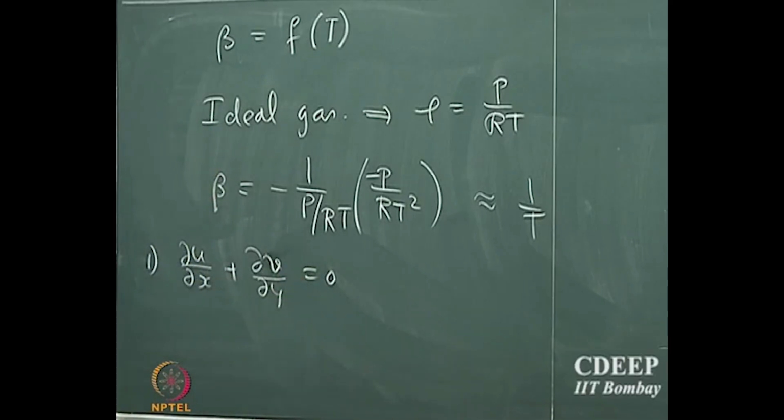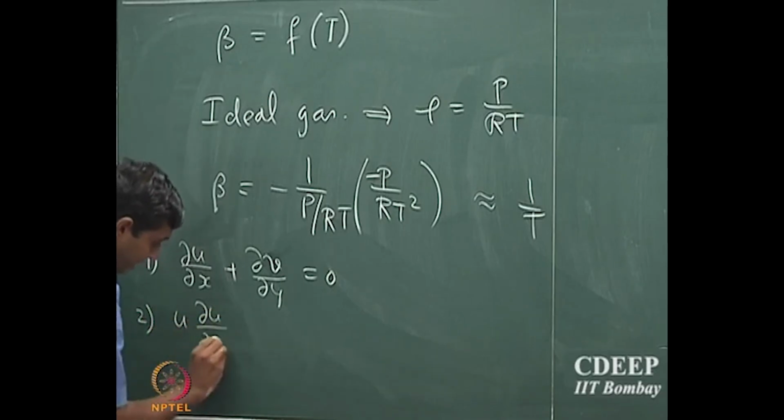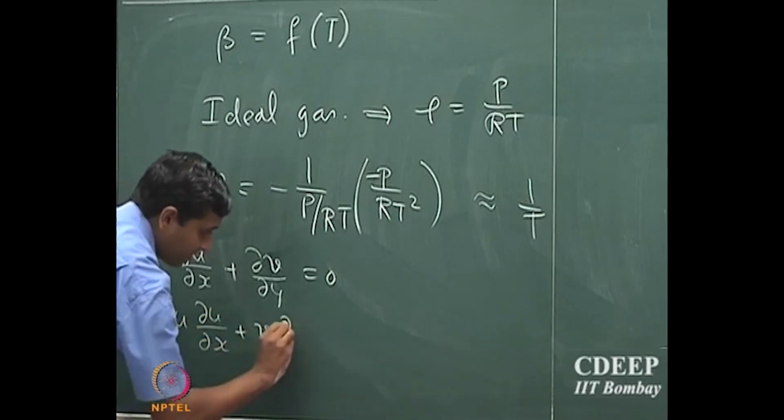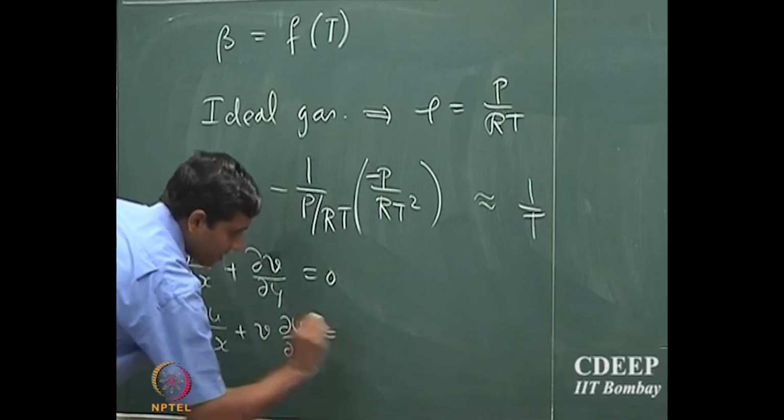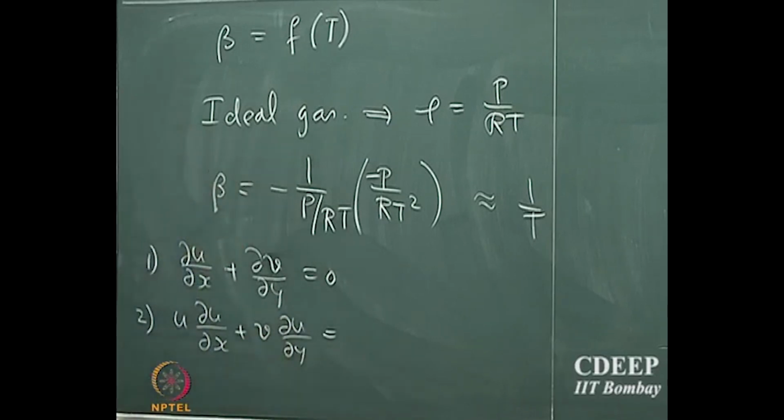That's the continuity equation. Then we have the momentum boundary layer equation, the boundary layer momentum balance. So that will be u du by dx plus v du by dy. That's equal to rho infinity minus rho by rho. So that we can replace using the compressibility factor.